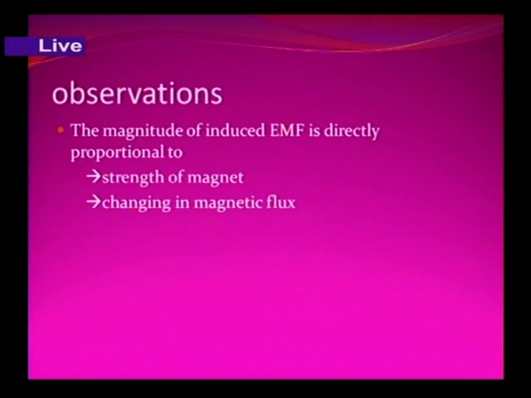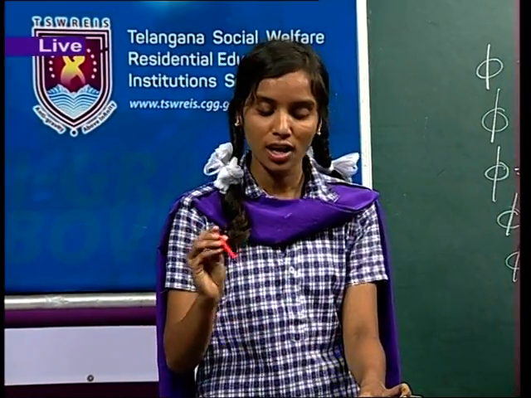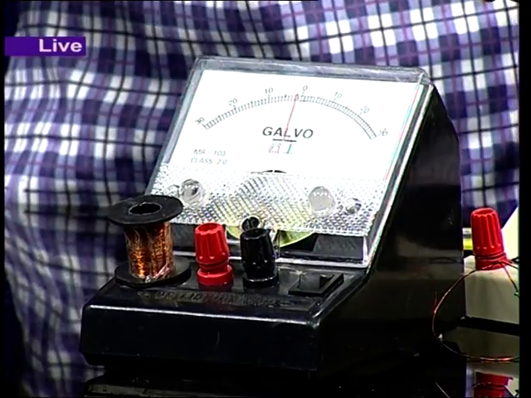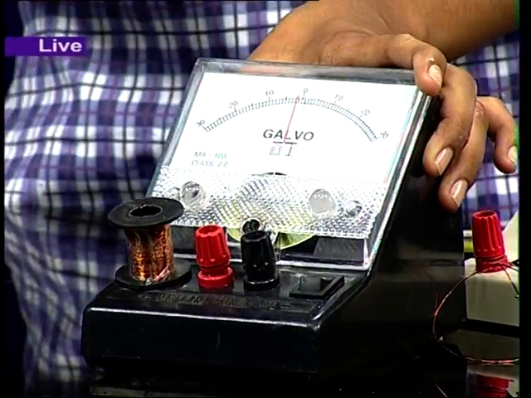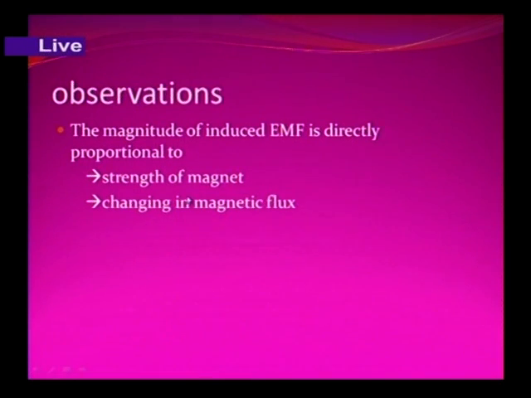The magnitude of induced EMF is also directly proportional to the change in magnetic flux. Friends, the magnitude of induced EMF, that means induced current, is directly proportional to the change in magnetic flux. While I am inserting and removing the magnet, I am changing the magnetic flux. Due to the change in magnetic flux, the current is induced.